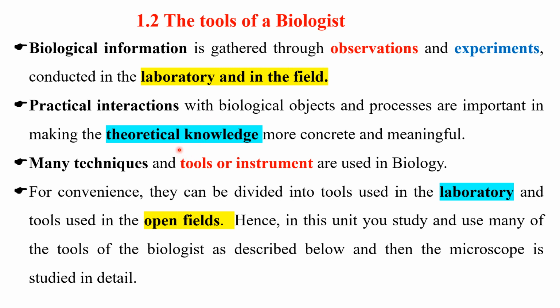Theoretical knowledge is developed from experiments. If you are conducting these experiments, the theoretical knowledge is made more concrete and meaningful. We have many techniques, tools, or instruments used in biological science. For convenience, they can be divided into tools in laboratories and in open fields. We use biological instruments in two places: one is used in the laboratory only, and the other is used in open fields outside the laboratory.